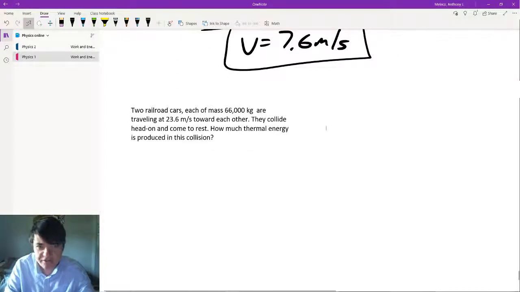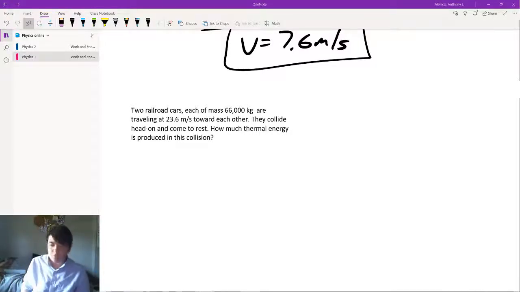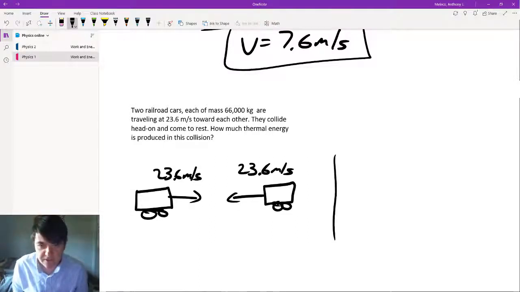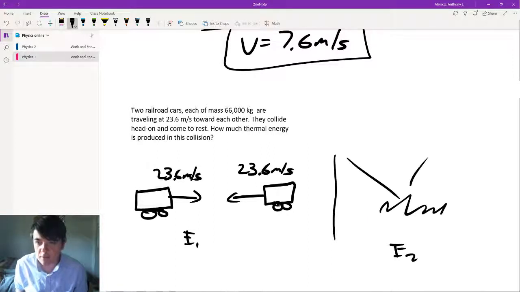Okay. 2 railroad cars, each of mass 66,000 kilograms, are traveling at 23.6 meters per second toward each other. They collide head-on and come to rest. And we want to know how much thermal energy is produced in this collision. So if we draw this, this is a very different problem than what we're used to. But if we go ahead and draw this, we got 23.6, 23.6, and they're going to come towards each other. So this is E1. And then E2, they're going to collide and release thermal energy.